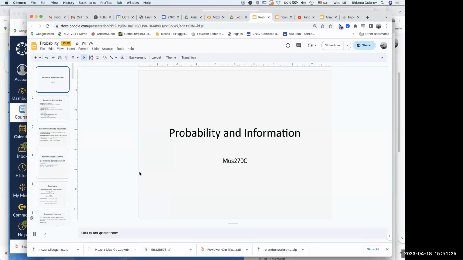But now we shift a little bit to talk about math, right? Probability. I will not get to information. We'll come back to these slides also next week, because it has several topics.